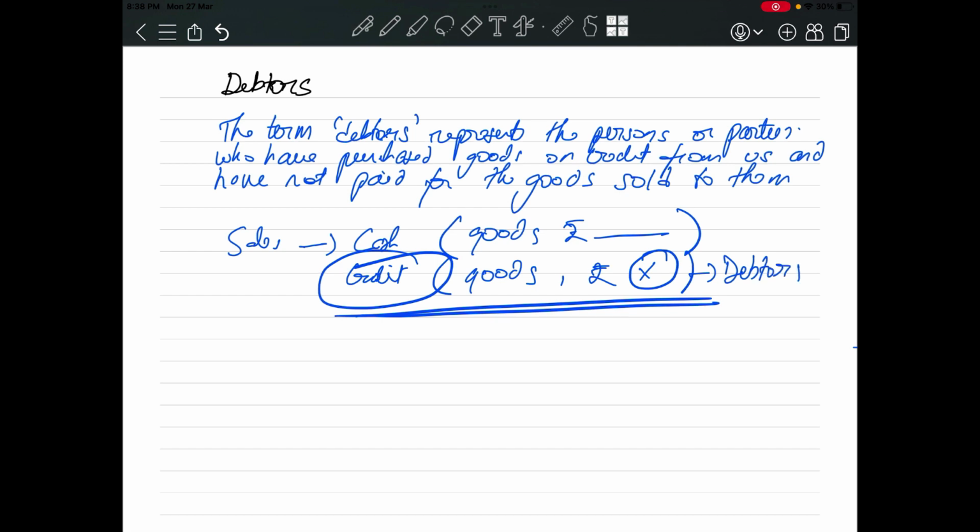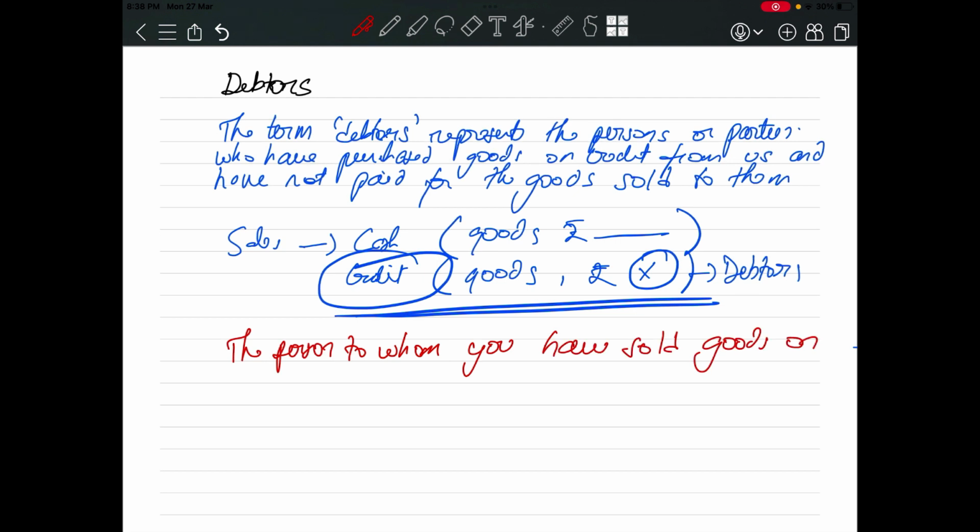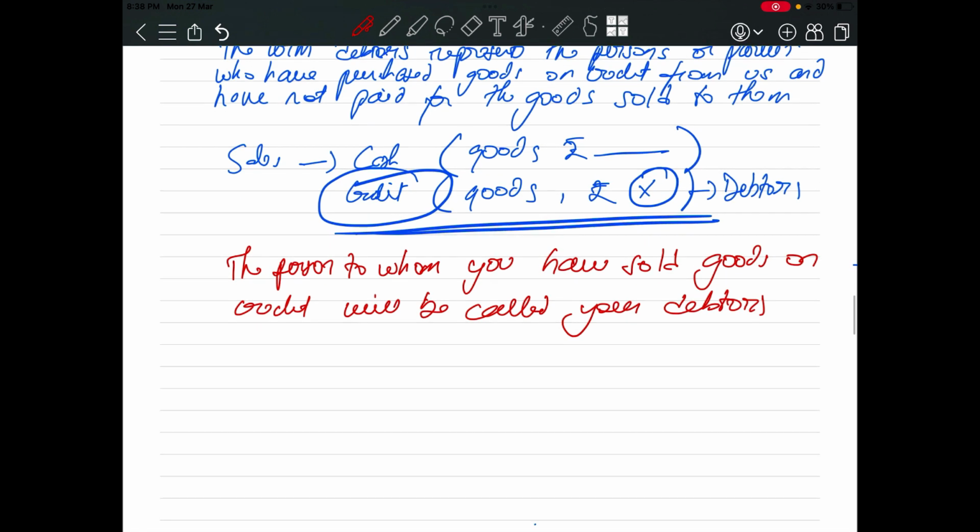Okay, I will repeat it again. The person to whom you have sold goods on credit will be called your debtor. Simple as that.